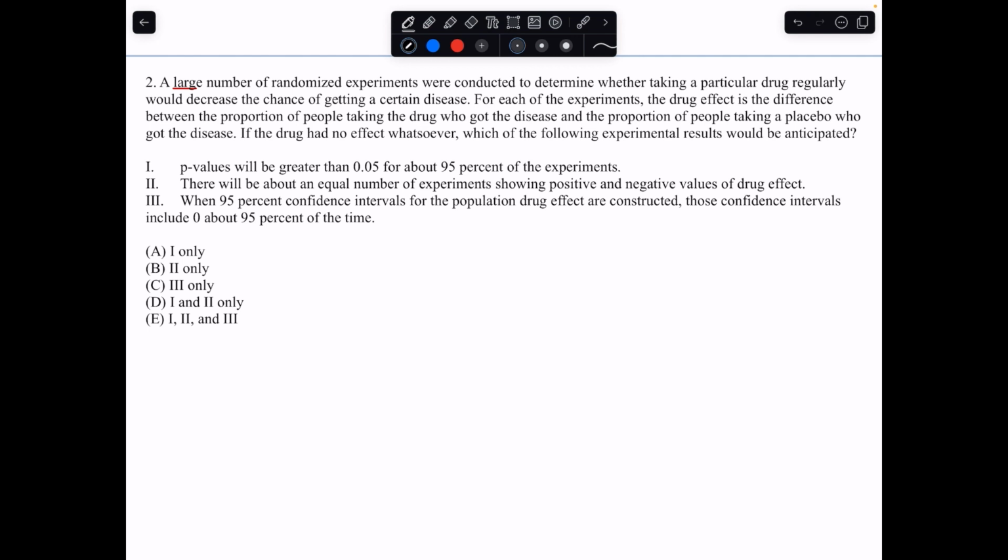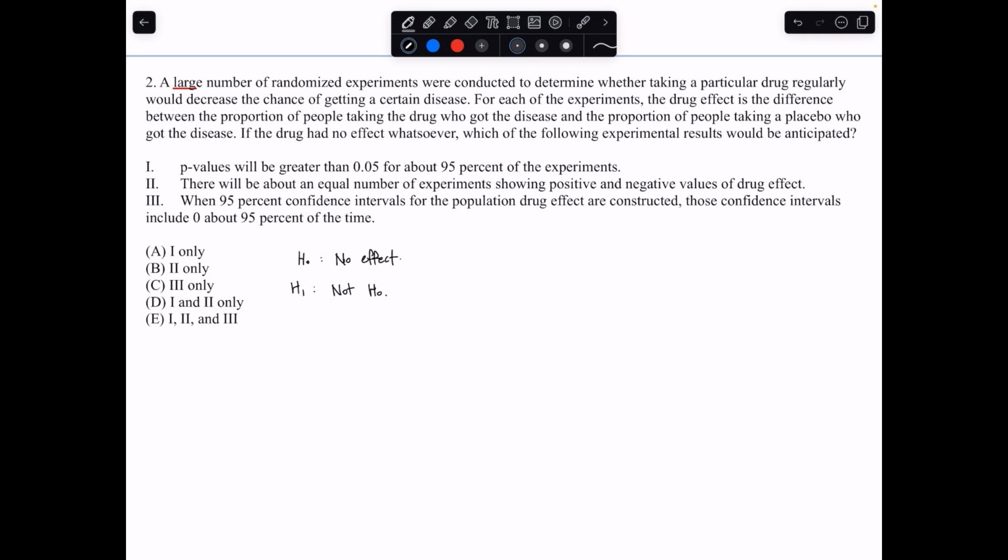Okay, so first, let's get organized again. I'll write down the null hypothesis and the alternate hypothesis, okay? Because I see p-value, that's what it's talking about. So null hypothesis, the drug had no effect. And the alternate hypothesis is not H0, meaning there must have been some kind of difference between the two groups.